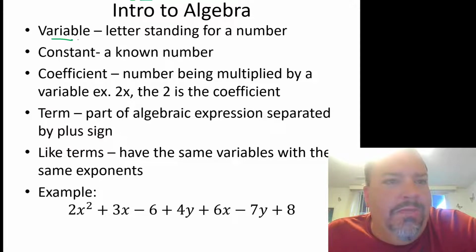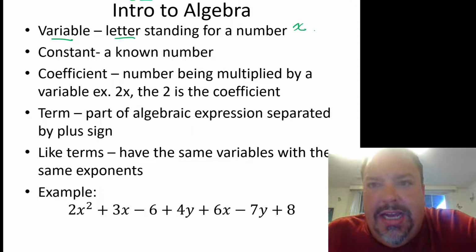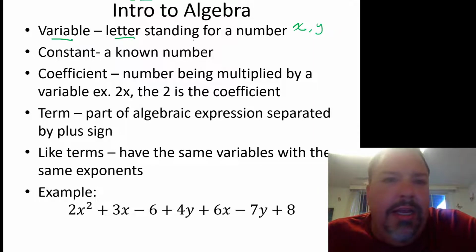First off, you know the word variable, and that's going to stand for a letter that is standing for a number. A lot of times we use X, or we use Y, or we've used N or P when we're talking about proportion and percentage problems. A constant is a known number, like 2, 4, just any regular number. It could be a fraction, like 1/2.